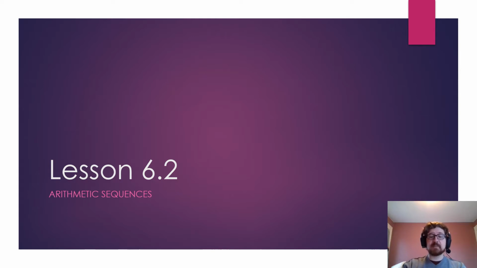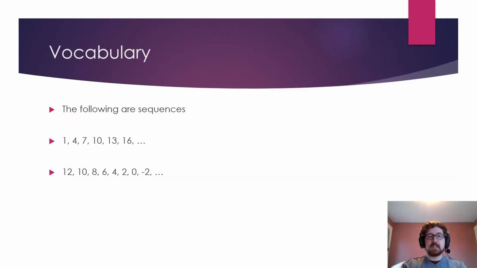Let's refresh your memory with this, folks. The following are sequences. They are ordered lists of numbers. If we are going to talk about this one, it's going up by plus 3 each time. 1 plus 3 is 4, 4 plus 3 is 7, 7 plus 3 is 10.